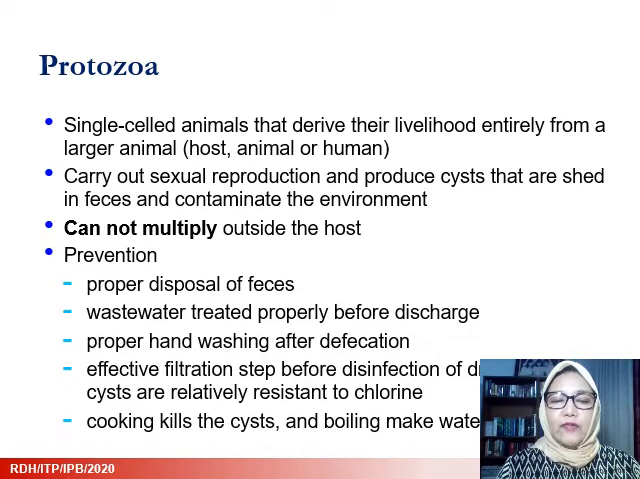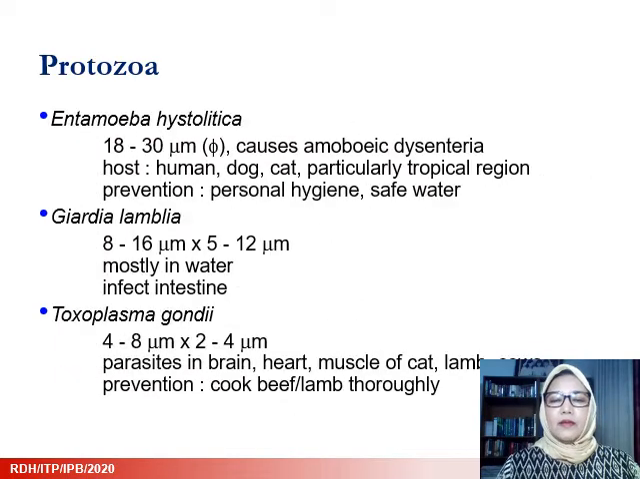The general preventions for protozoa are proper disposal of feces, wastewater treated properly before discharge, proper hand washing after defecation, and filtration, because generally cysts are more resistant to chlorine. Cooking kills the cyst, and boiling makes water safe. There are several protozoa important in foods. I would like you to only know the examples, three of them.